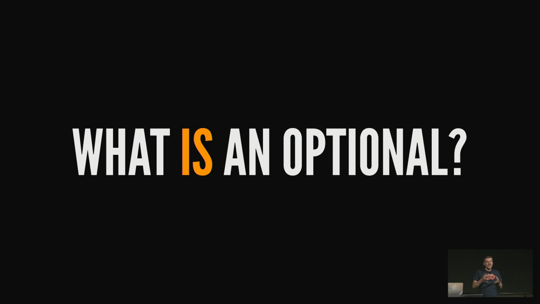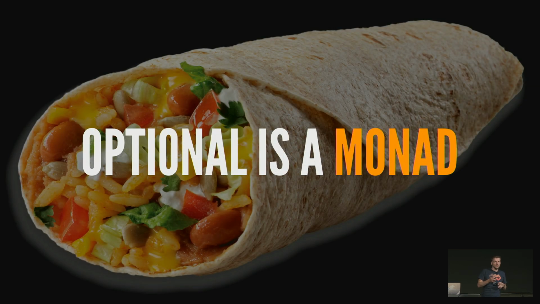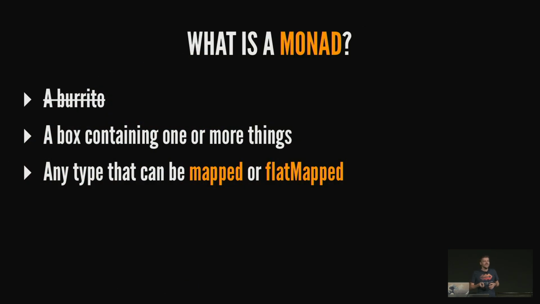But what actually is an optional? Well, an optional is a monad. And what is a monad? Yes. It's kind of a complicated thing to explain, but better people than me have tried. But I like to think of a monad as basically being a box containing one or more things. Perhaps a more technical description is that it's a type that can be mapped or flat mapped.